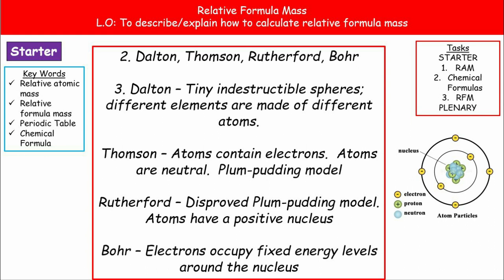So he came up with that plum pudding model. Rutherford disproved the plum pudding model, and he actually said that atoms have a positive nucleus. He was the guy that did the gold foil experiments. And then finally we've got Bohr, who said that electrons occupy fixed energy levels around the nucleus.